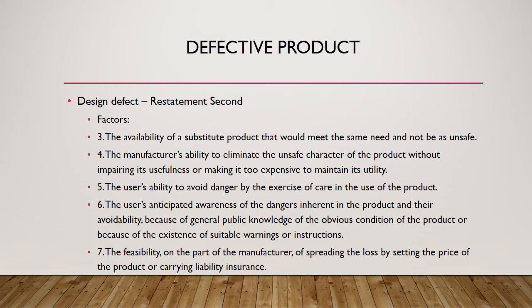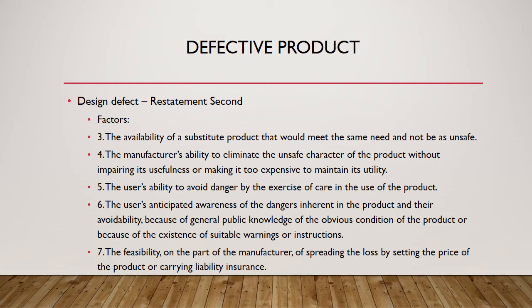Fourth, we look at the manufacturer's ability to eliminate the unsafe character of the product without affecting negatively the usefulness or the value of the product, and you also don't want it to become too expensive. So you may be able to eliminate the risk and preserve the usefulness or the value of it, but it may become too costly to do that. And so you're looking to make sure that you do have the safest product here. Is there something that could have been done to eliminate the unsafe nature of the product? If there was, and it wasn't too costly, then that weighs in favor of it being a defective product, defective design.